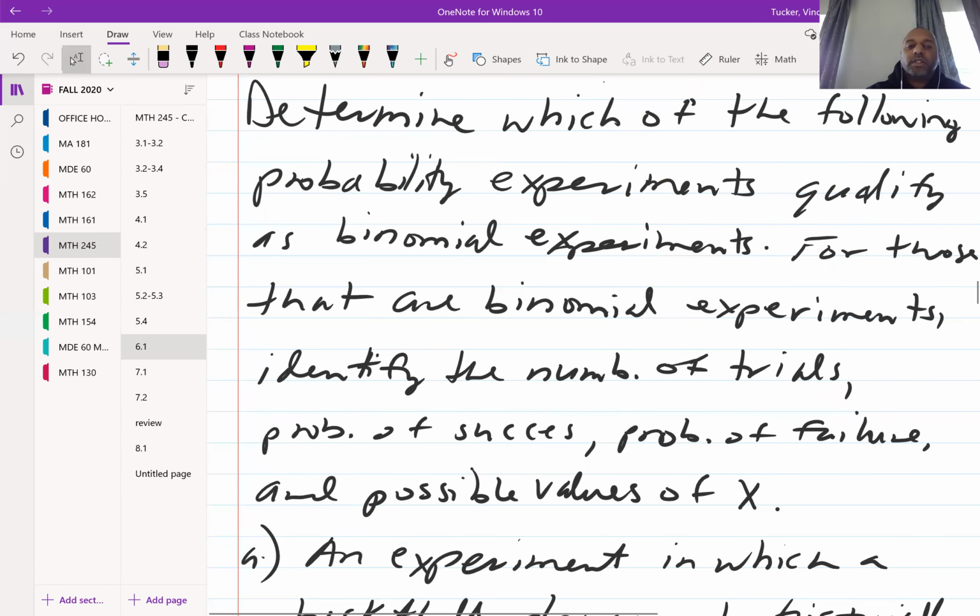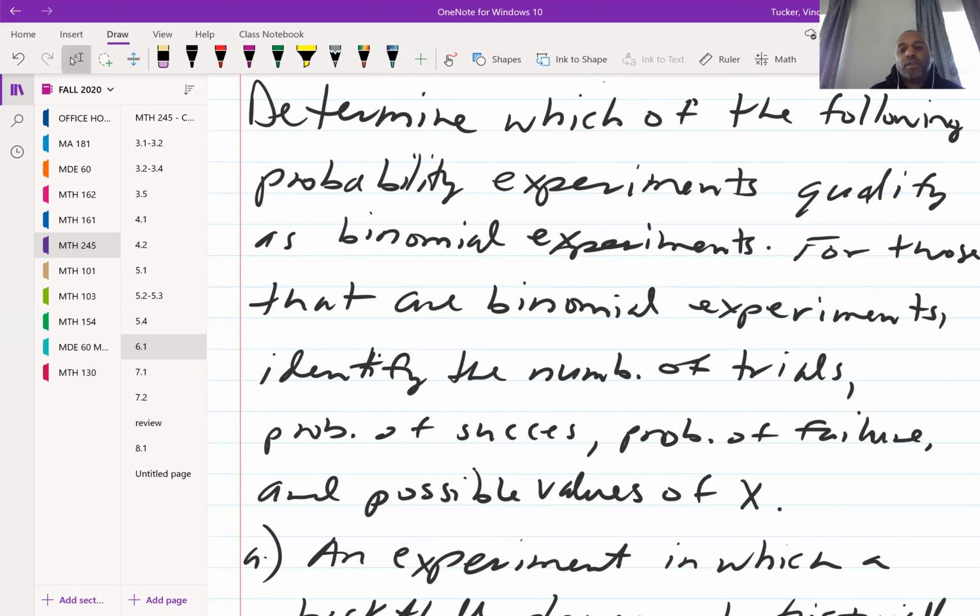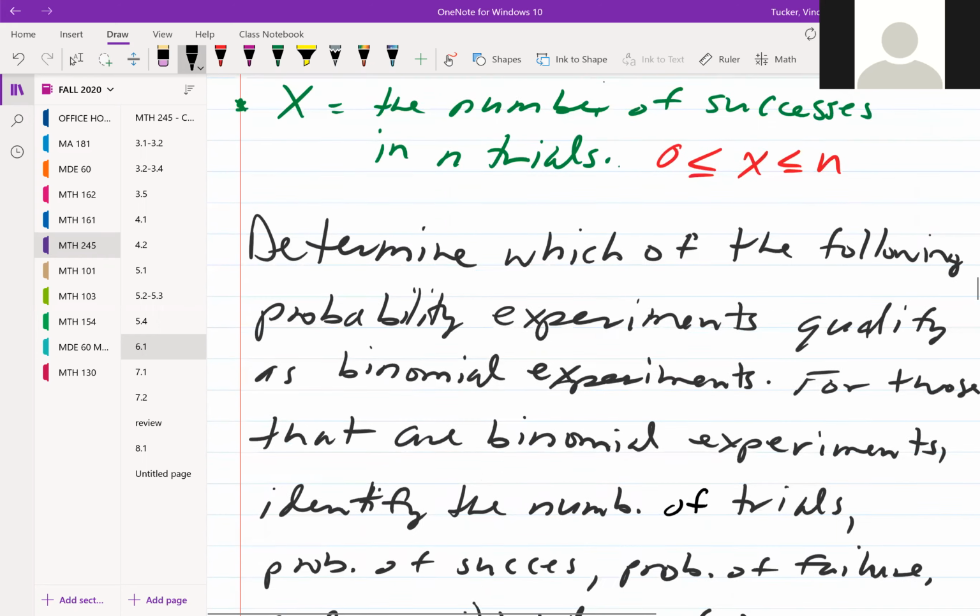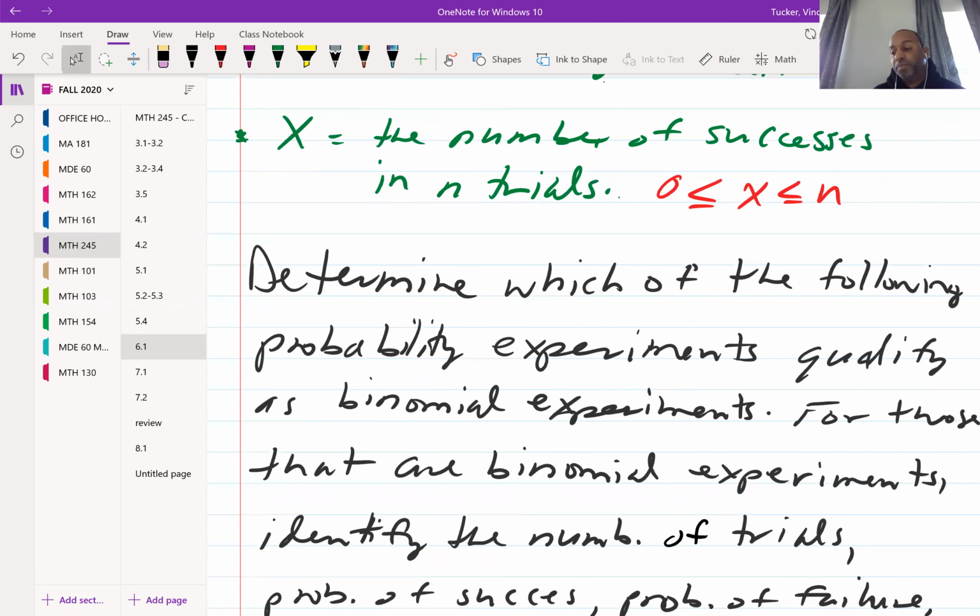All right, next exercise, determine which of the following probability experiments qualify as binomial experiments. For those that are binomial experiments, identify the number of trials, probability of success, probability of failure, and possible X values. Hey, Professor, sorry. Could I get the last one for X equals for that one up there? If you just scroll up so I can see the X. Yep, not a problem. Thank you.